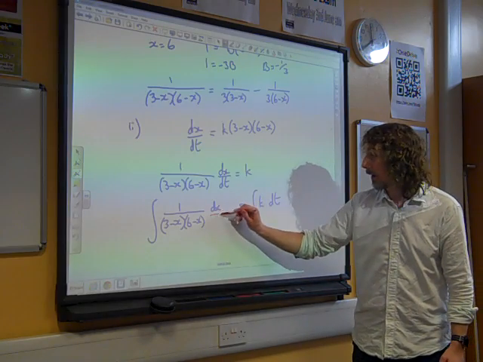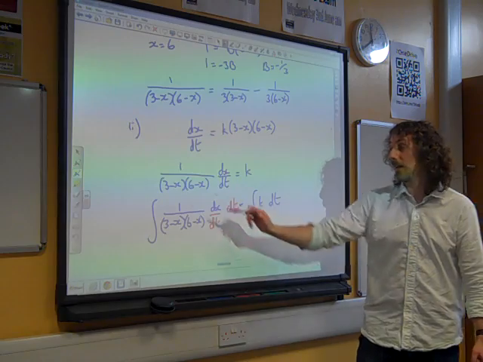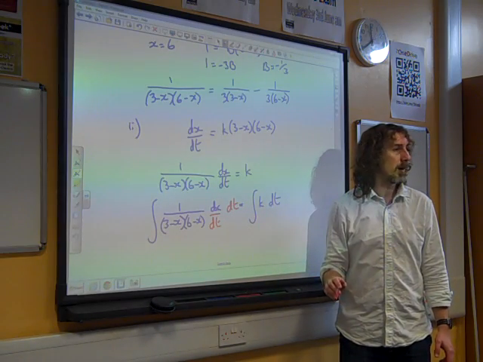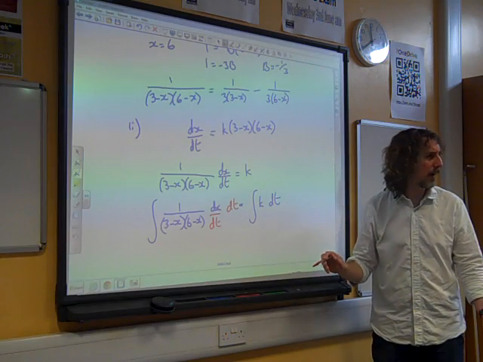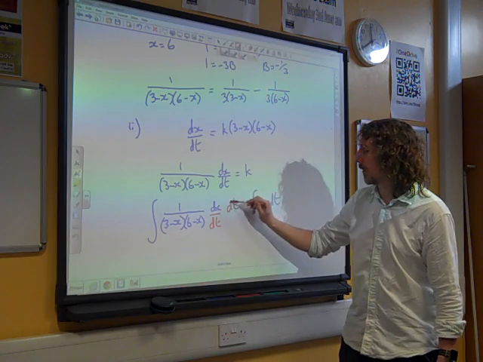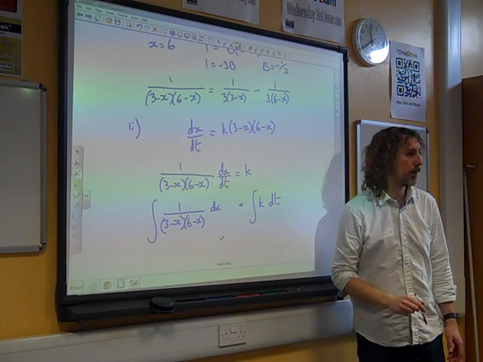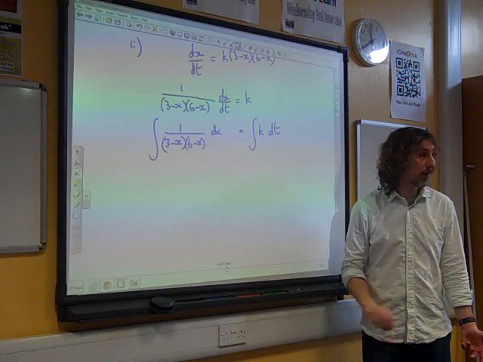So really, remember that was dx by dt there, and we put an integral in dt either side of it. And we did the same, an integral dt either side of the k over there. Can you see how that worked out? Because the dt bit cancelled out, and it left us with just dx as we wanted. Okay. Right. So we now need to integrate this stuff.